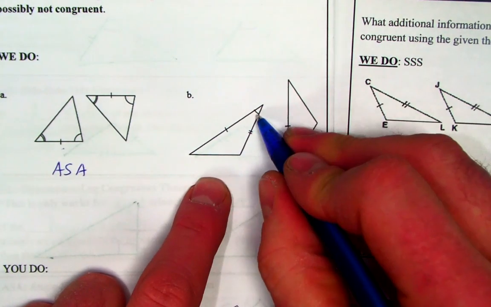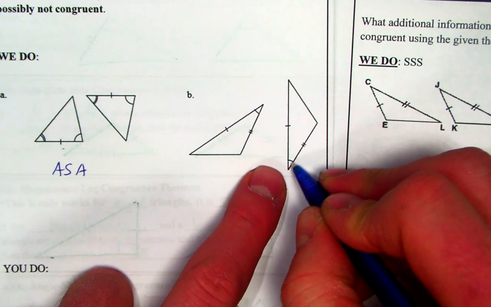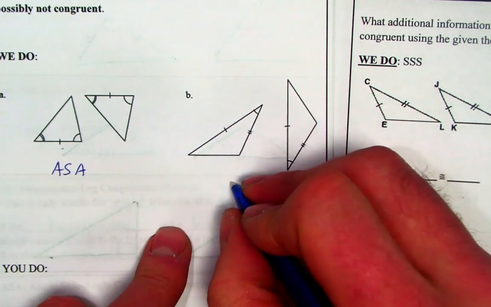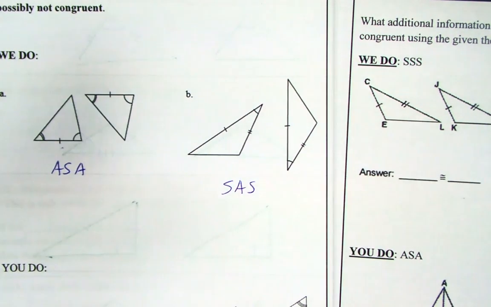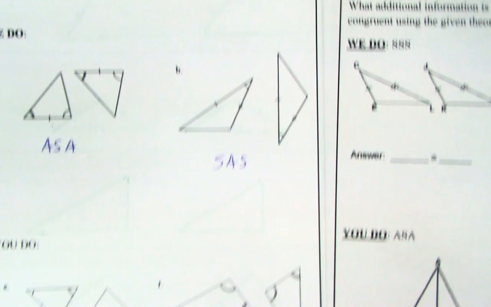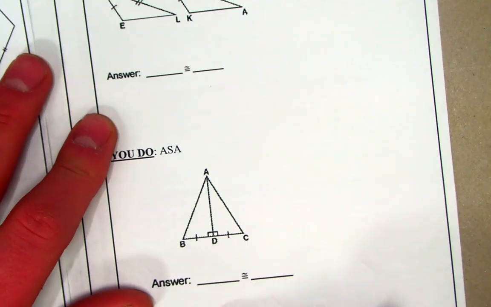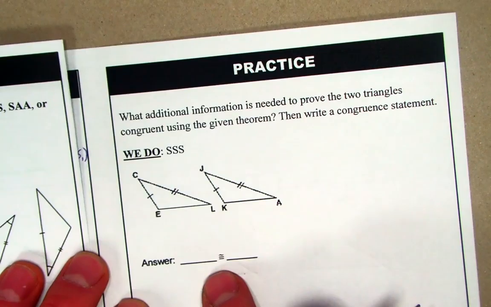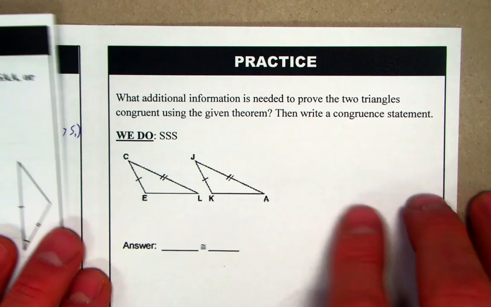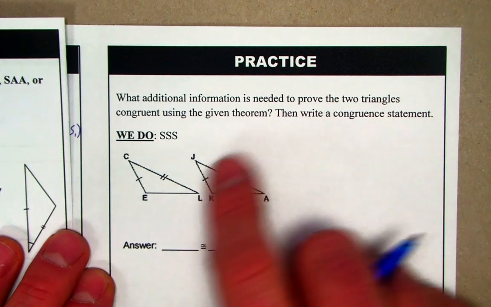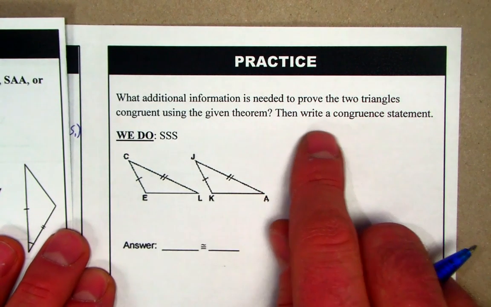For B, the angle is between the two sides. This angle is between the two corresponding sides. So we've got side, angle, side. Okay, so you have these three to do down here on the bottom, and then you have this one to do on the right side. We'll do this one together. What additional information is needed to prove the two triangles congruent using the given theorem? Then write a congruent statement.